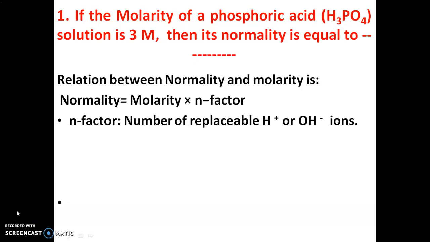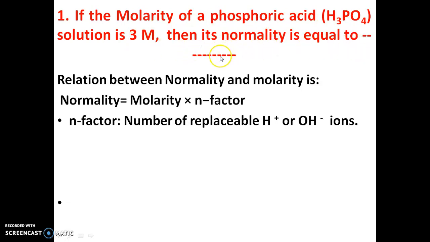In this video, we'll discuss something about molarity, normality, and the relative error in the percentage. Okay, the first one is we'll solve some questions. The first one is: if the molarity of a phosphoric acid, that is H3PO4, solution is 3M, then its normality is equal to dash.